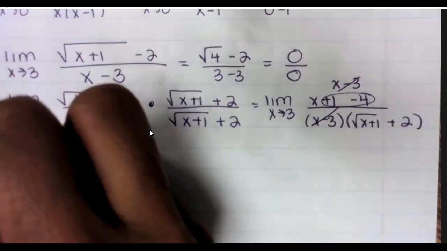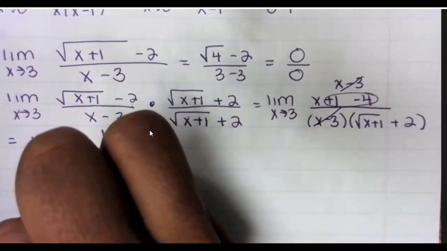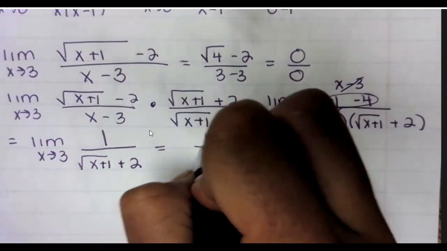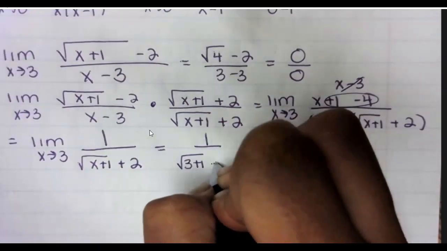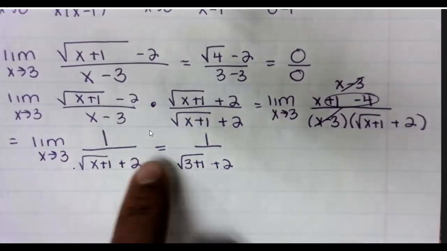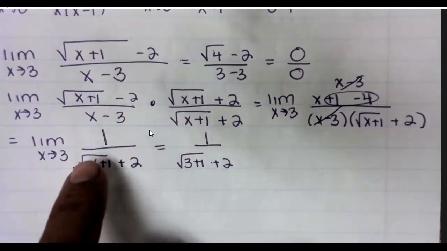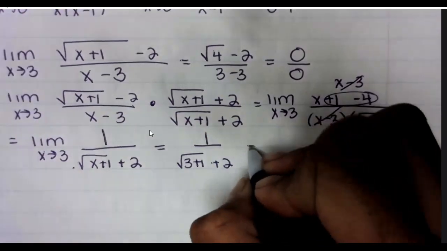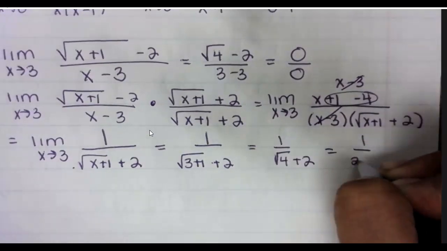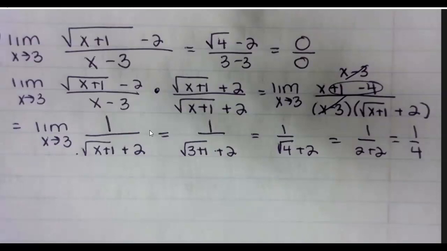So this is equal to the limit as x approaches 3 of 1 over square root x plus 1 plus 2. Now I plug in my number. When I plug in the number, I no longer write my limit. So the limit's here, but not there. You must write your limit until you plug in the number. So you should have a limit as x approaches 3 in front of all your algebra. That's why I'm giving reminders today. So we get 1/4.